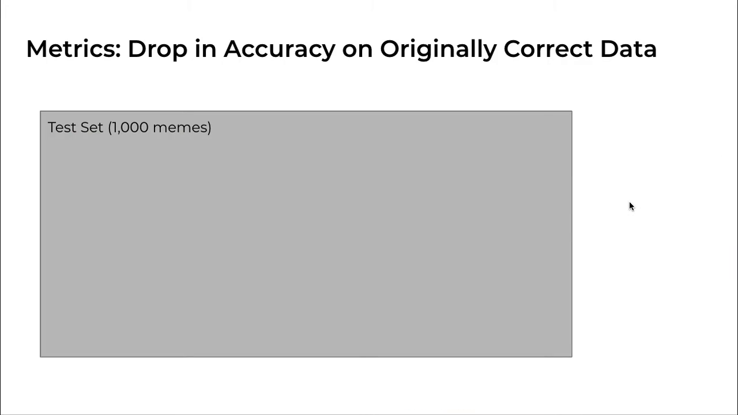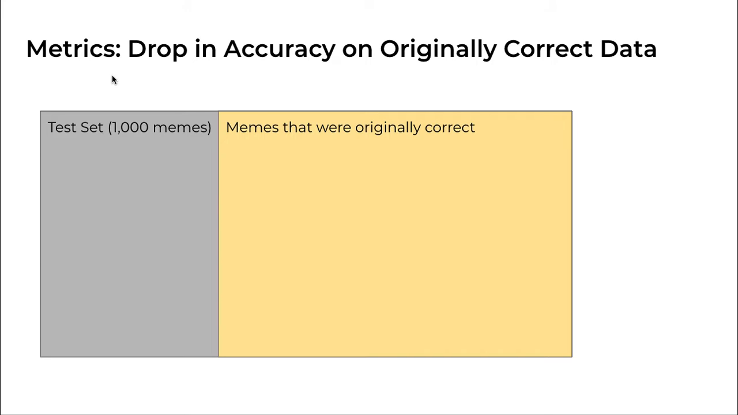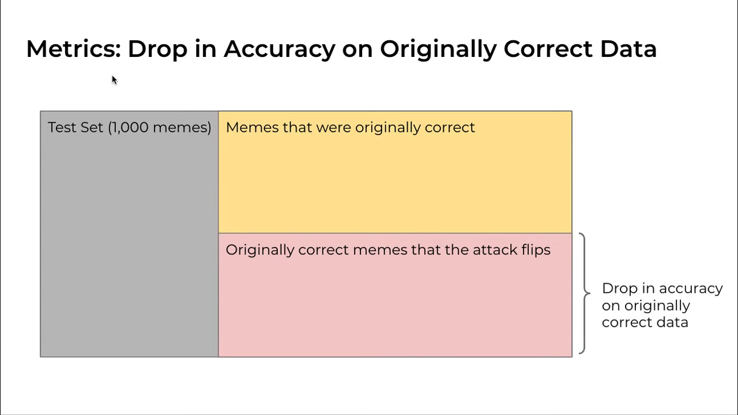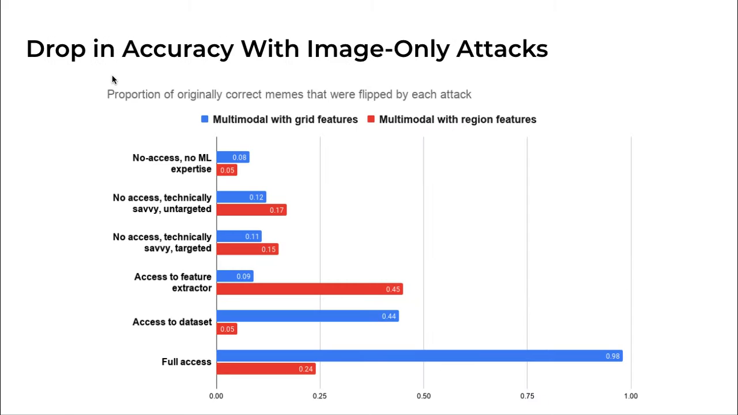And when we talk about results, we are going to measure the drop in accuracy on images or memes that were originally correct, right? As I mentioned, the models that we're working with do not do 100% well on the test set, so we're just going to look at this subset of memes that were originally correctly predicted, and we're going to see how many of them we can flip, and this drop in accuracy is what we measure in terms of how well our attacks perform.